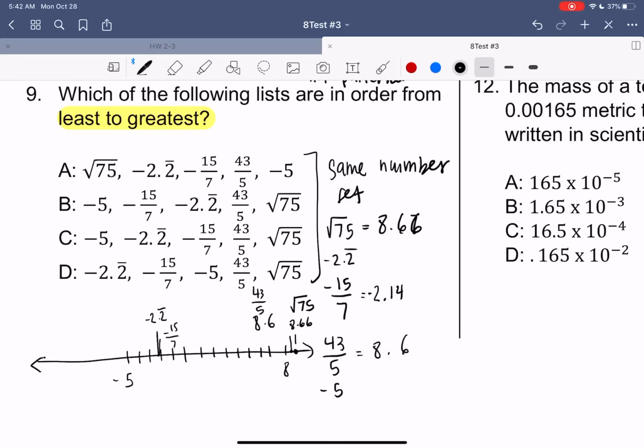So our least is going to be negative 5. And then negative 2.2 repeating, and then negative 15 over 7. And then positive 8.6 and 8.6 repeating. So these were your two tricky sets right here. You had to determine which one was smaller.